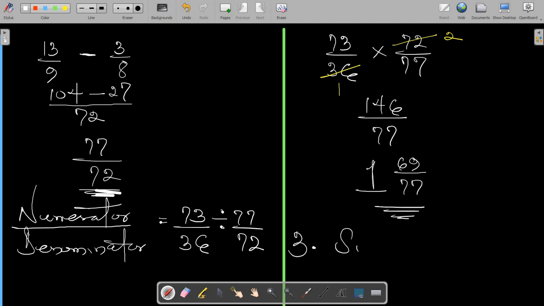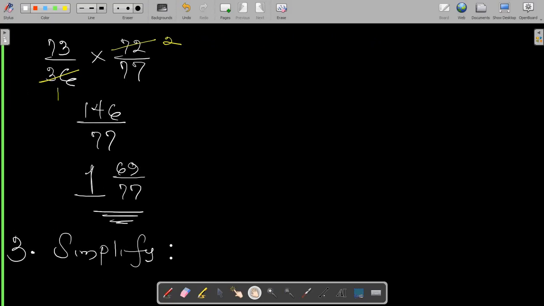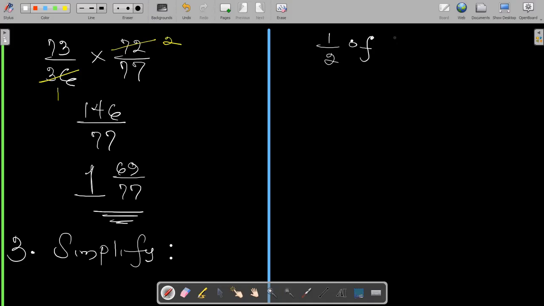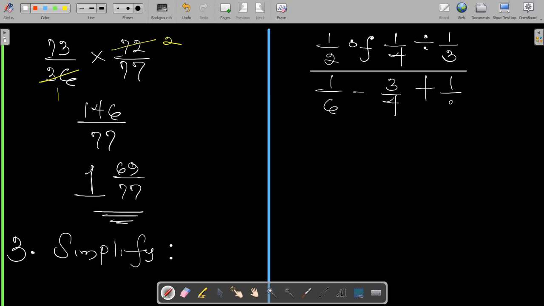So if you're asked to simplify, okay, let's move. This fraction, let me write it out here. Okay, so we have 1 all over 2 of. Don't forget that of simply means multiplication. All over 4. Now divided by 1 all over 3. Okay, to divide, let me put the division sign. To divide 1 all over 6 minus 3 over 4 plus 1 over 2.